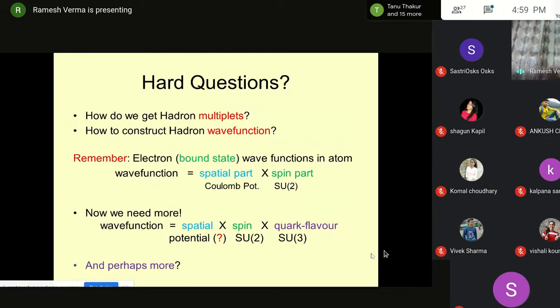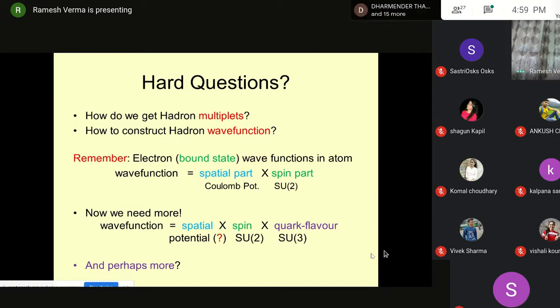Now, real questions come. And these are hard questions, in the sense that we should really appreciate the need for these questions, because what we have so far is just an idea. Unless we are able to understand various properties of hadrons in terms of quark wave functions, only then can we give respectability to the hadron.